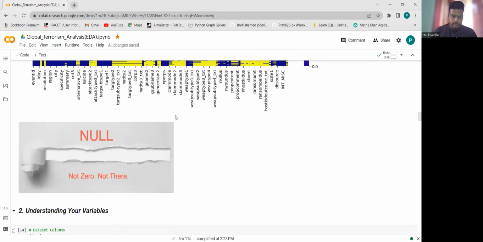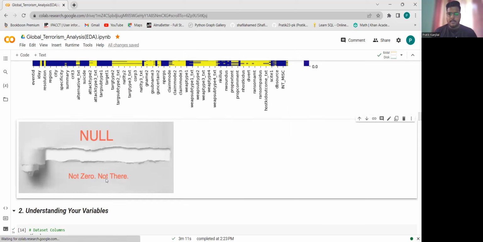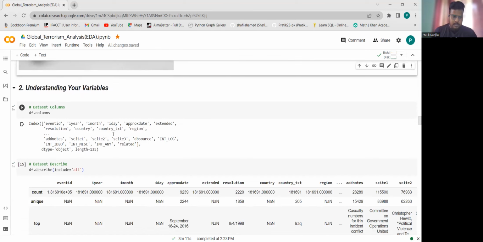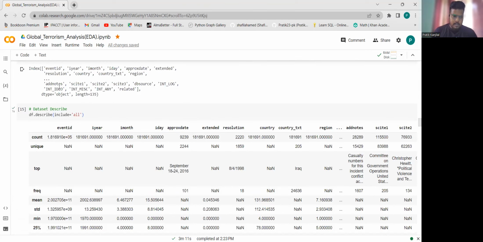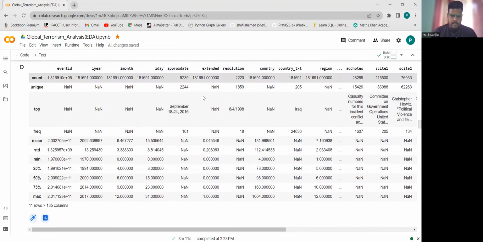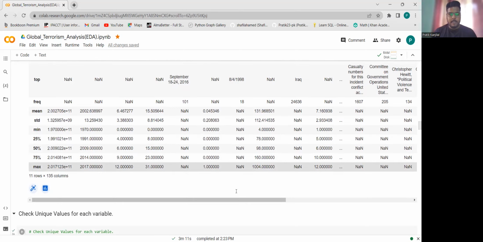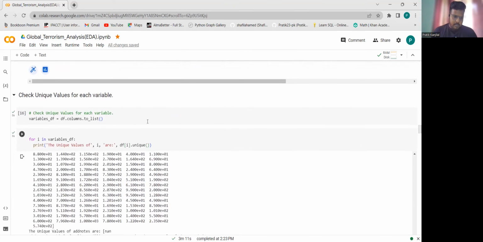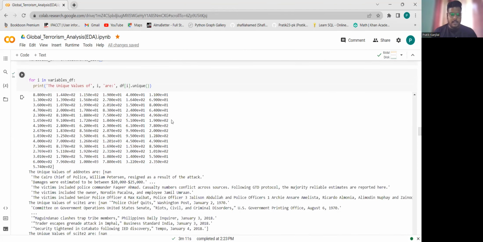Now, we are going to see what a null value is. This is not a zero. This is a value which is not present in the data set. So these are the columns of our data set. There are a lot of columns, and these are some of them. Now we can see the various statistical information of the data set: the mean, standard deviation, variance, and all those things. Now we are going to check some unique values of this data set.